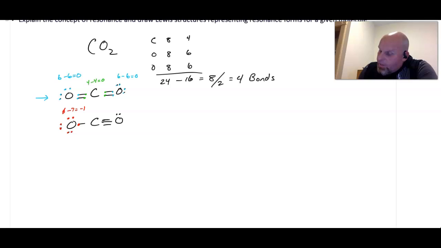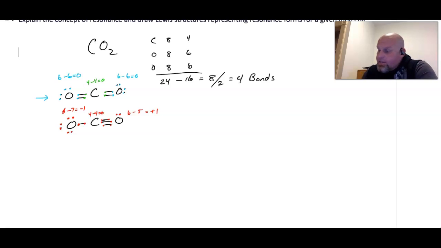Okay, this carbon over here has 1, 2, 3, 4, and so we know it starts with 4, it has 4, so it has a formal charge of 0. And finally, my right oxygen here, 1, 2, 3, 4, 5 valence electrons. Again, it starts with 6, and this structure only has 5, so it has a formal charge of +1.